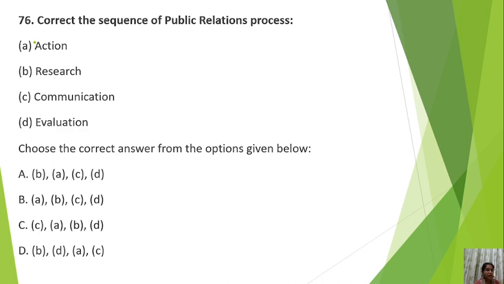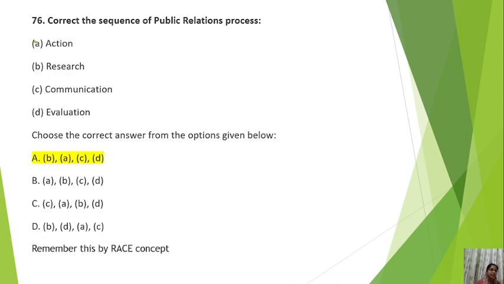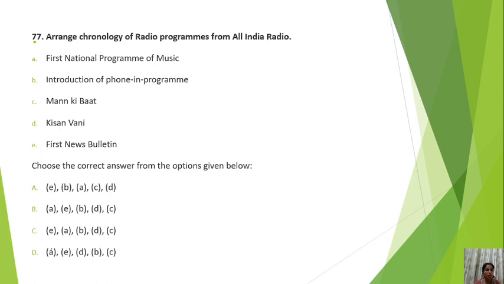If you know the beginning and the end, you can reach the right answer. B comes first, D comes in the end. Okay, so the correct answer is BACD, RACE. Remember it with the RACE concept: Research, action, communication, evaluation. I repeat, research, action, communication, evaluation.